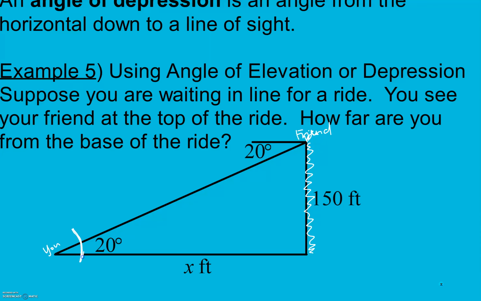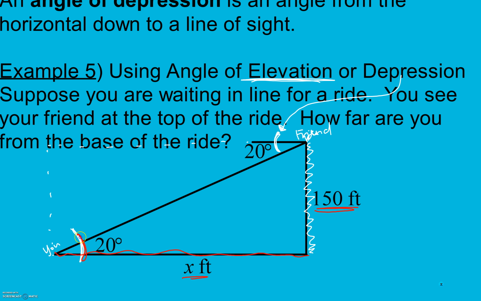And the angle that you're looking up at, so this is an angle of elevation, is 20 degrees. Your friend is looking down at you at an angle of 20 degrees as well. But the angle of depression then is this one. So same idea, just different viewpoint. Now we want to know, how far are you from the base of the ride? So here, we know the ride is 150 feet tall, and we're looking for how far away we are along the base. Like if we were to keep in line and eventually get there, how far away are we?